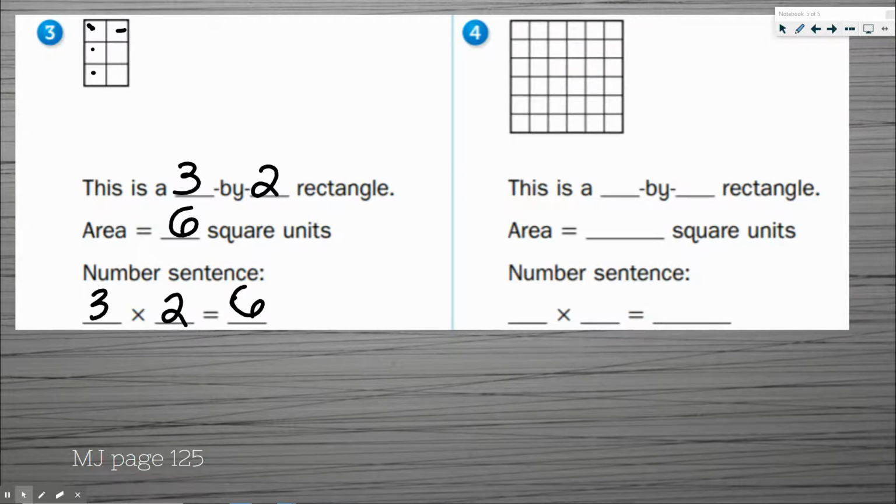Looking at number 4. Again, we don't have the sides given to us, but we can count 1, 2, 3, 4, 5, 6, and then 1, 2, 3, 4, 5, 6. So this is a 6 by 6 rectangle. So what is the area? You should have said that the area is 36 square units. What is the number sentence? You should have said 6 times 6 equals 36.